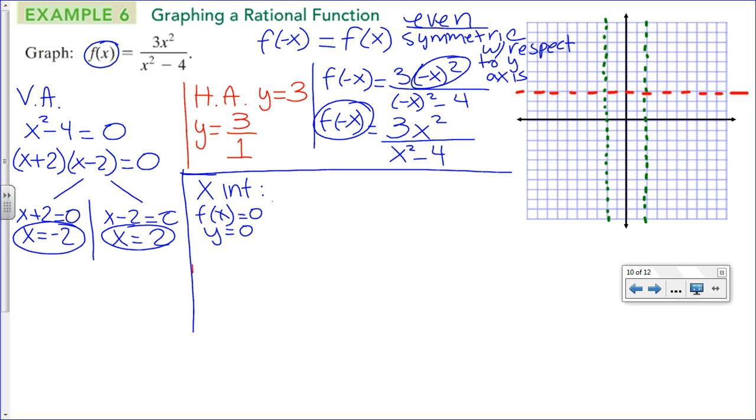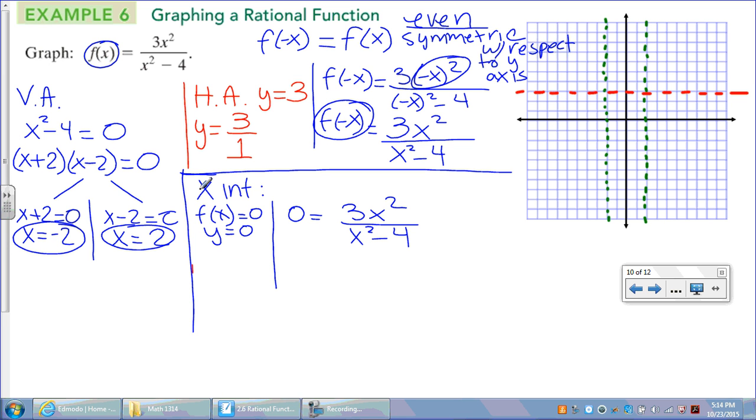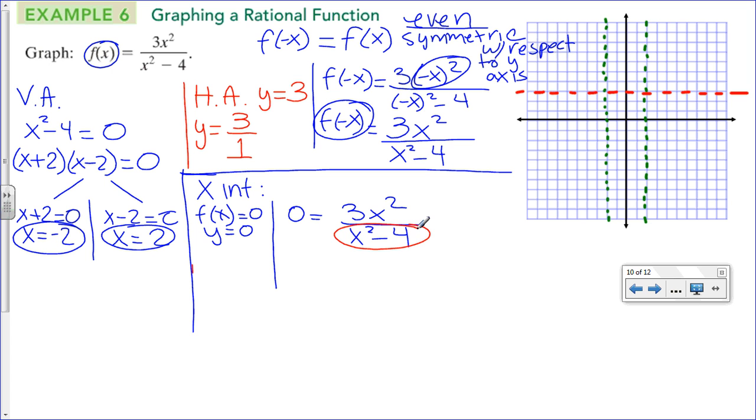Well, I'm going to do the long version of that. So if I let f of x equal 0, I will have this. And so I'm trying to solve for x, and I know that x squared minus 4 is dividing 3x squared. So if I take this quantity across, instead of dividing, it will be multiplying. And so that will be 0 times x squared minus 4, and that is equal to 3x squared. 0 times x squared minus 4 will be 0. And then we have 0 equals 3x squared.